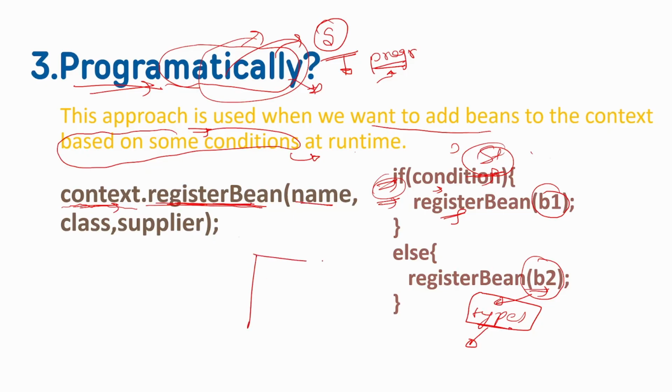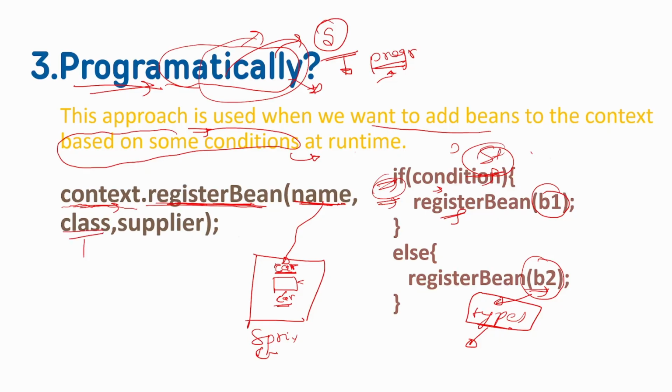So what is the name? Here is our Spring context, and let's say here is our car. My drawing is very bad, don't focus on the drawing, focus on the concept, guys. The name here is the name given to this object instance, and we can use this name to get this object instance from the context.